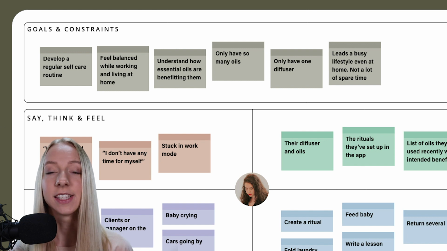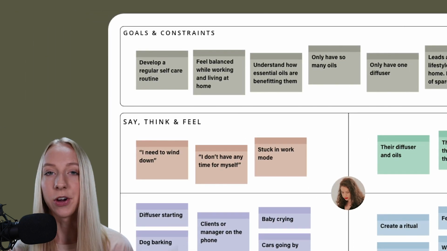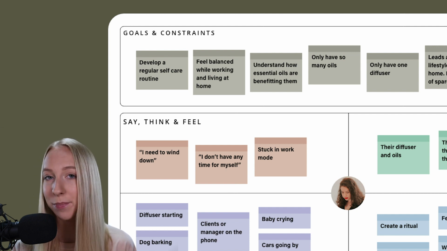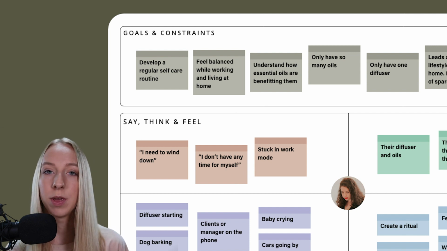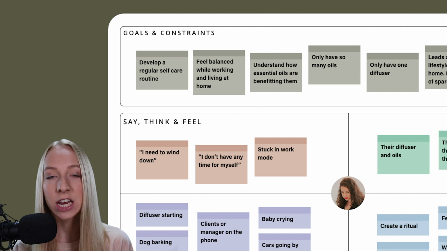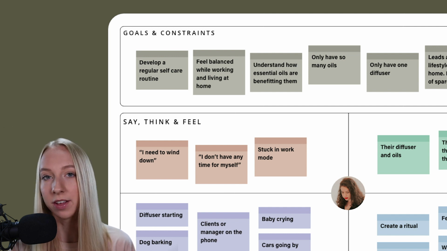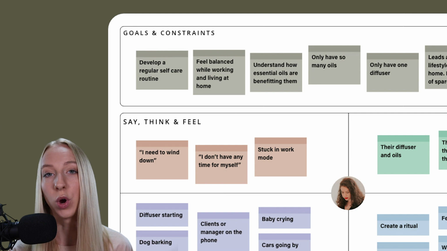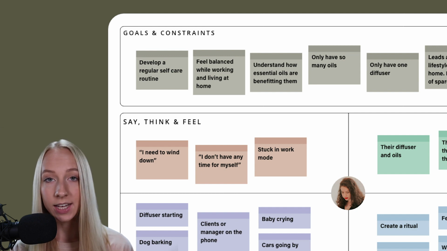The next section is say, think, and feel. So these are things that while using the product or around the same time they're using the product, what things are people thinking to themselves, saying to other people around them, or feeling? Some examples I used are, I need to wind down, I don't have any time for myself, and always feeling stuck in work mode.